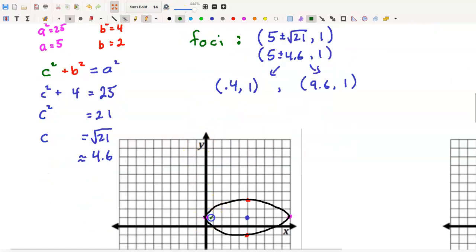Put those in there, so they're basically right next to the vertices. They're very, very close. So this would have a high eccentricity because those vertices and focal points are so close to one another.